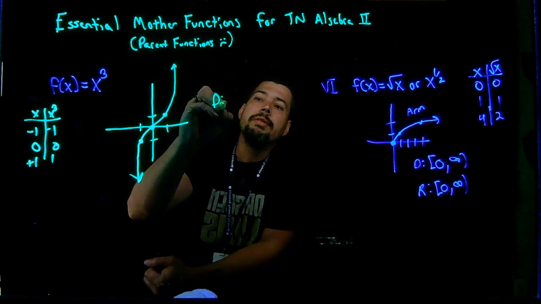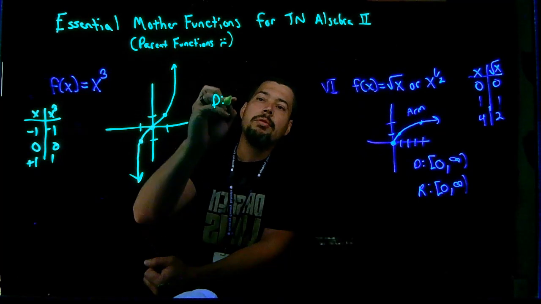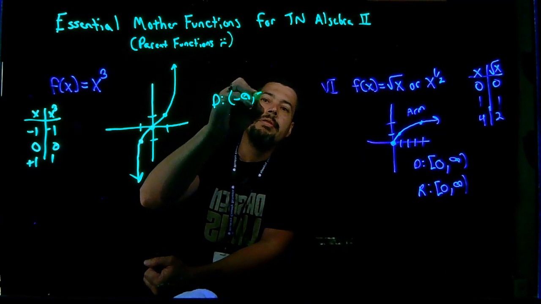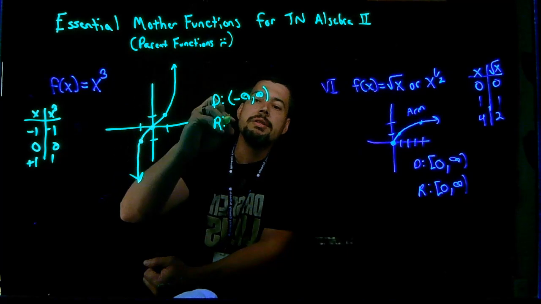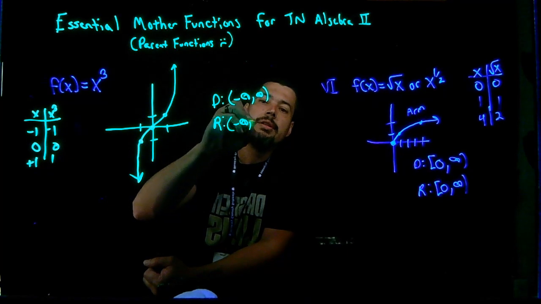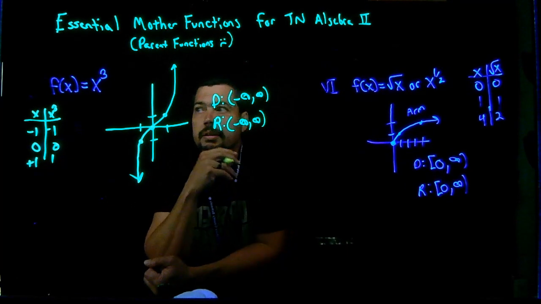The domain of this thing runs left and right forever. Negative infinity to infinity, infinity and beyond. The range falls forever, rises forever. Negative infinity to infinity and beyond.